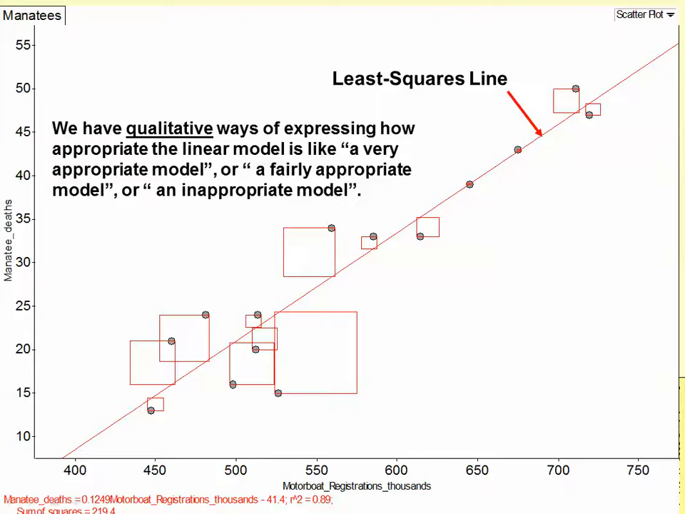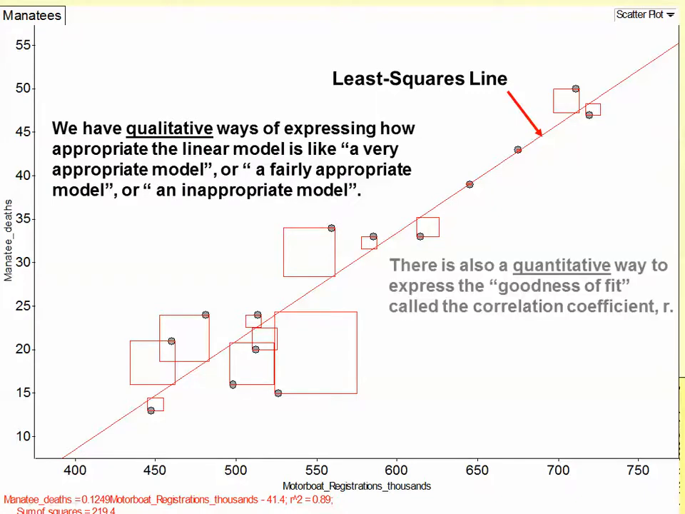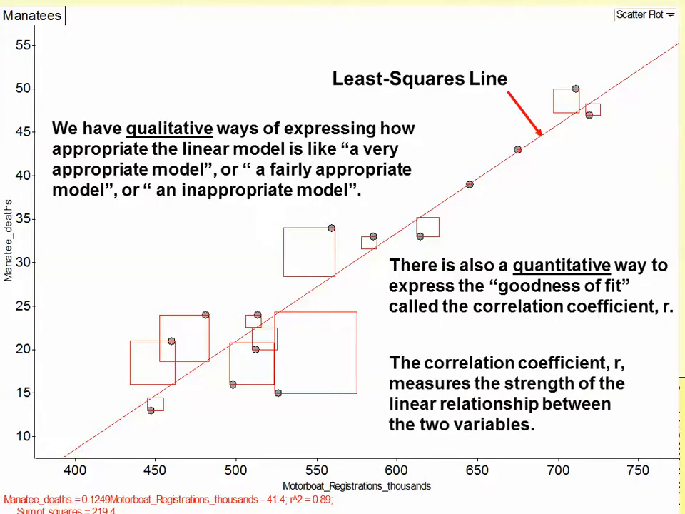We have qualitative ways of expressing how appropriate the linear model is, like a very appropriate model, a fairly appropriate model, or an inappropriate model. There is also a quantitative way to express the goodness of fit, and it's called the correlation coefficient. The correlation coefficient, R, measures the strength of the linear relationship. And the word linear is very important. The linear relationship between the two variables.